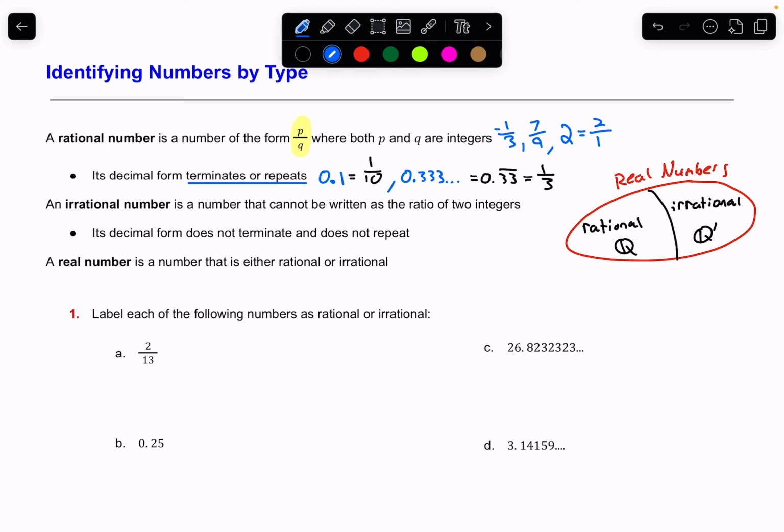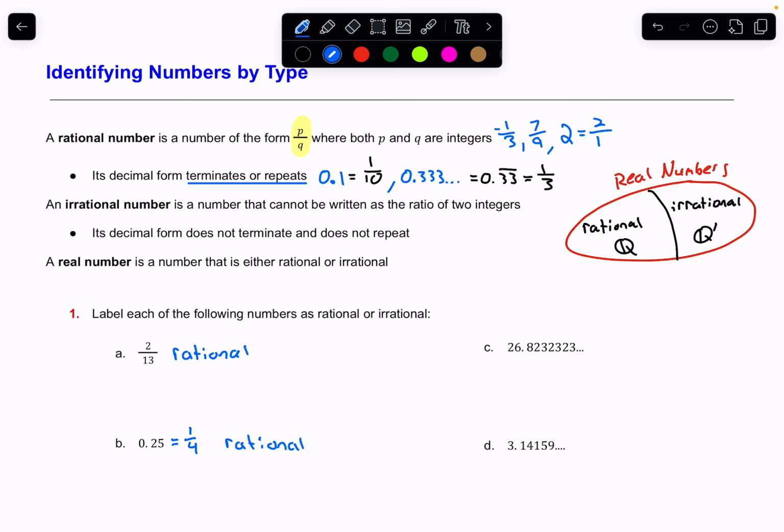2 over 13, this is an integer over an integer, so we can say that this one is rational. Part B, 0.25, this decimal terminates. We don't have to know that this is equal to 1/4, but it is. Okay, and because the decimal terminates, we can say that this is rational, but also by turning it into that fraction, we can see it's rational that way.